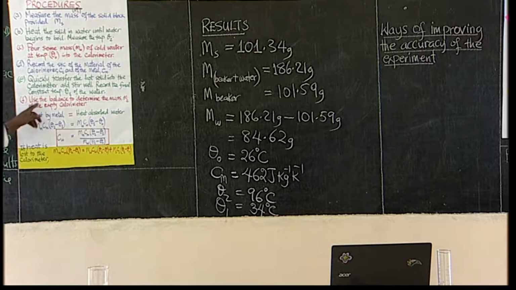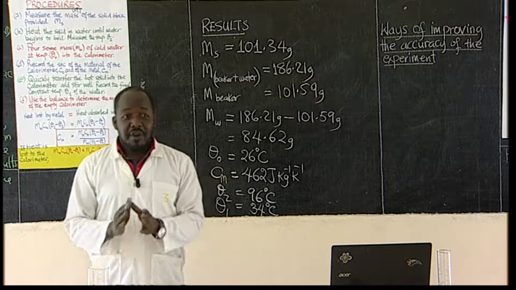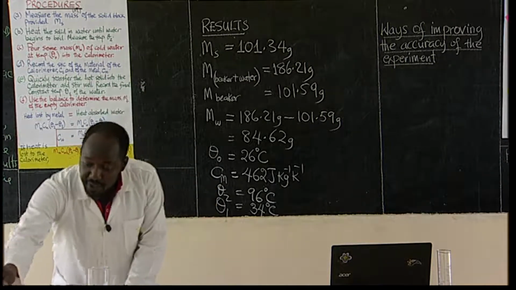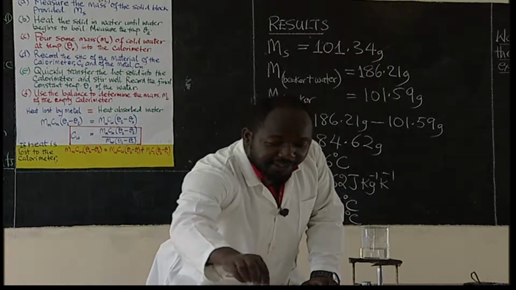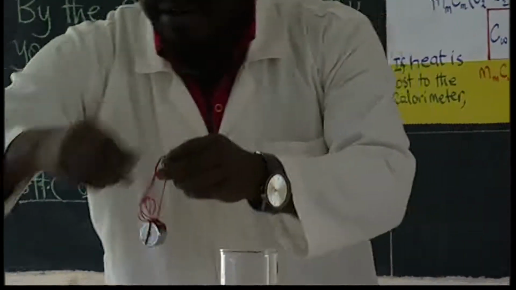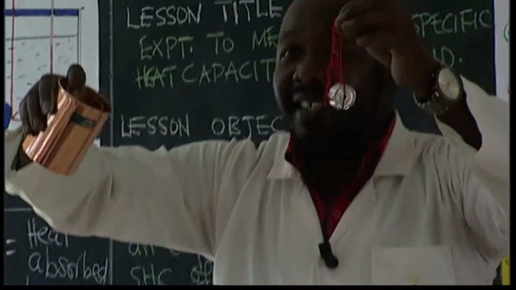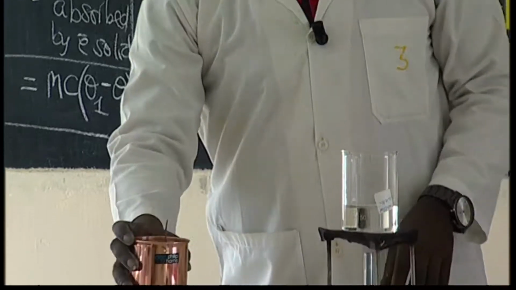So coming to part F, use the balance to determine the mass M of the empty calorimeter. Okay, we shall come to that later on. So after getting these values, the statement we should use is, if no heat is lost to the surrounding, then the heat which was lost by this solid is equal to the total amount of heat which was gained by the water inside the calorimeter, because they all came to the same temperature. That is what we call thermal equilibrium.